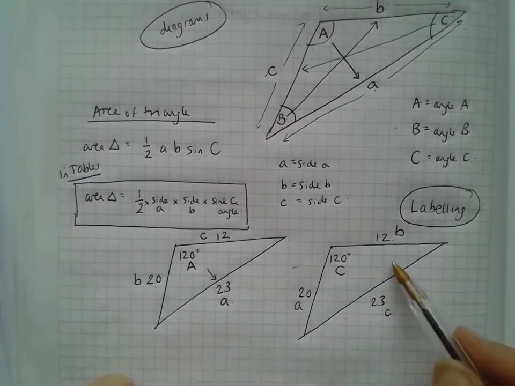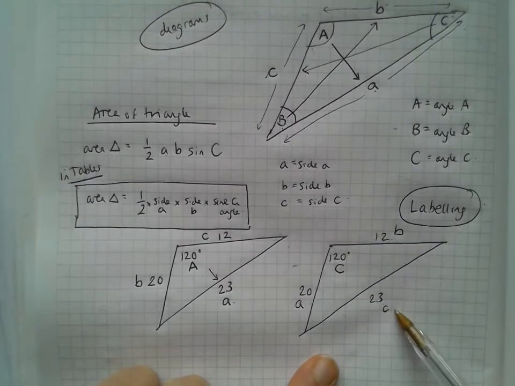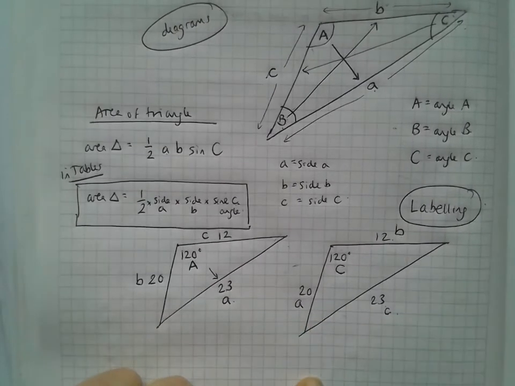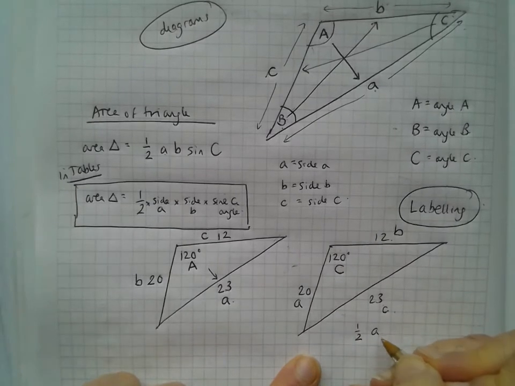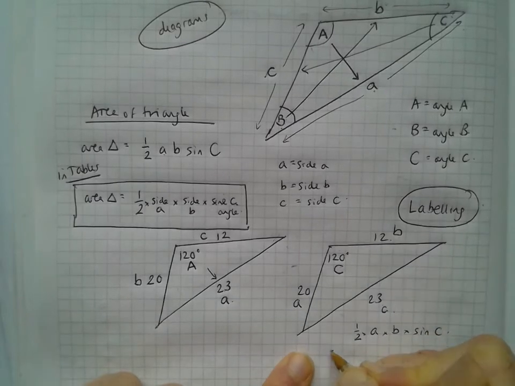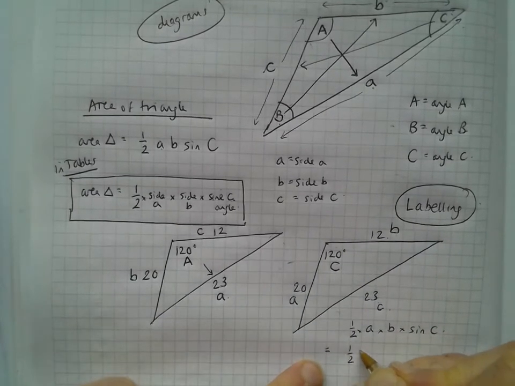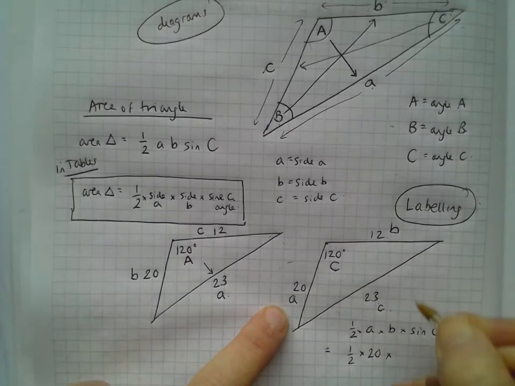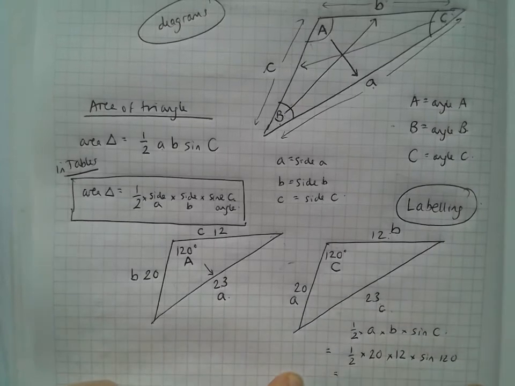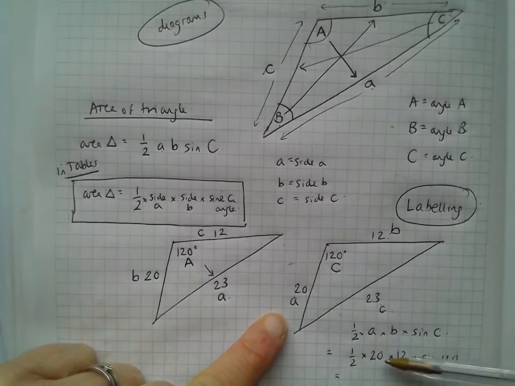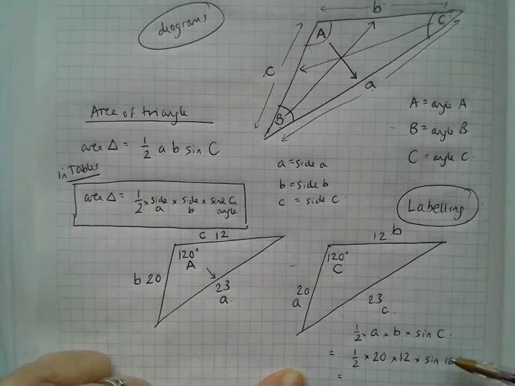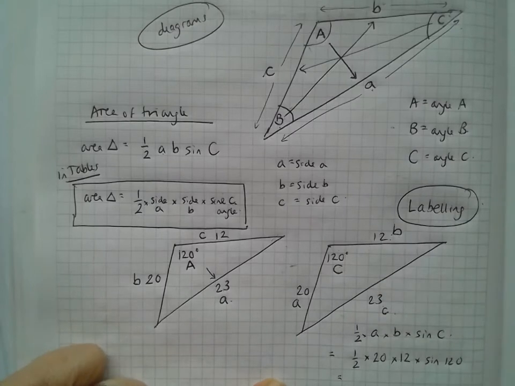This is our angle C, opposite side is side C. This is our side B, this is our side A. What was our formula? It was a half times A times B times sine C. So filling that in, I have a half times 20 times 12 times sine 120. A half times the length of side A, which was 20, times the length of side B, which was 12, times the sine of the angle there, C, which was 120.